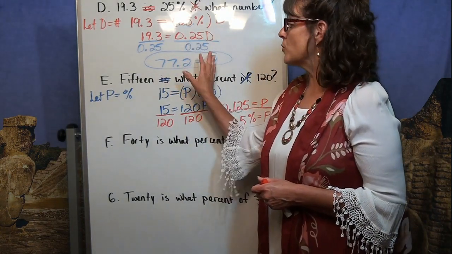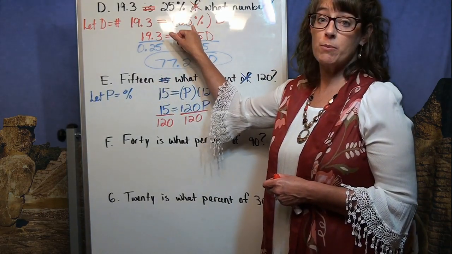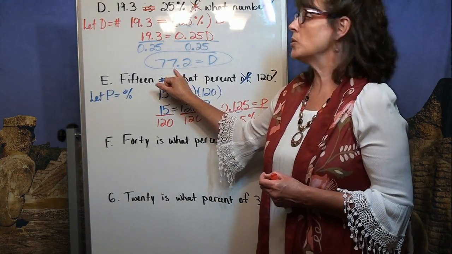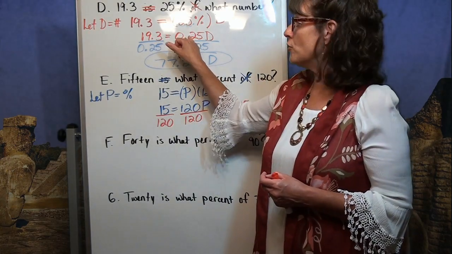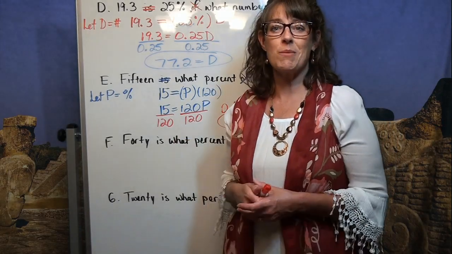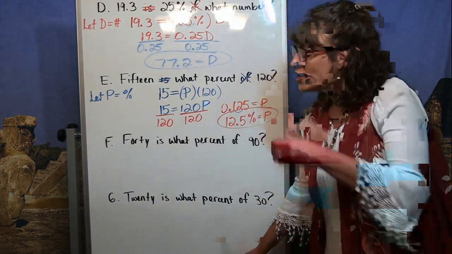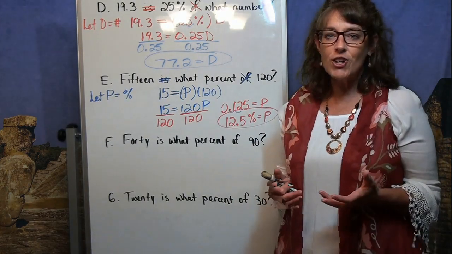And I can check these as well. I can take that 77.2 and multiply it by 25%. In other words, take 77.2 and multiply it by 0.25. And sure enough, I'll get a 19.3. So you can check all these to make sure that they're right. That's the handy thing about this.